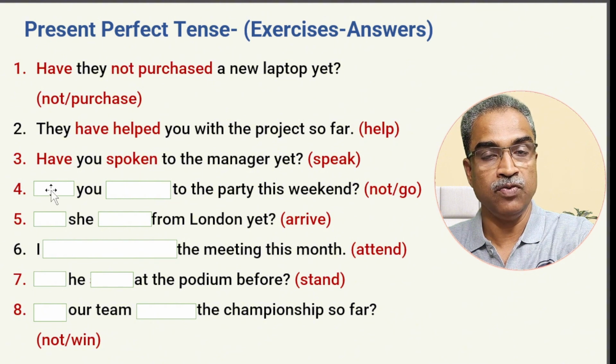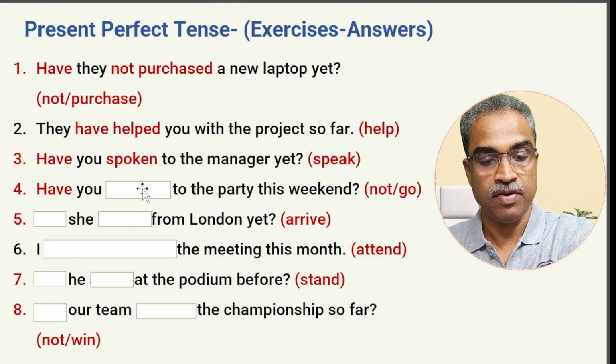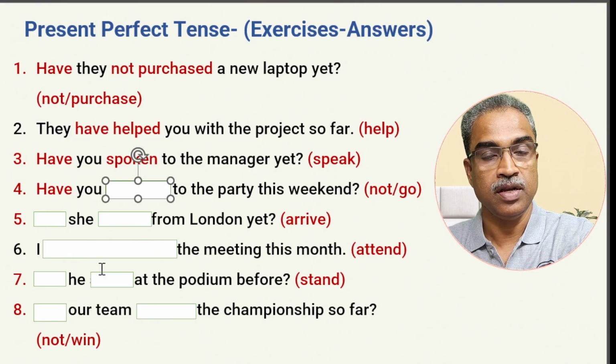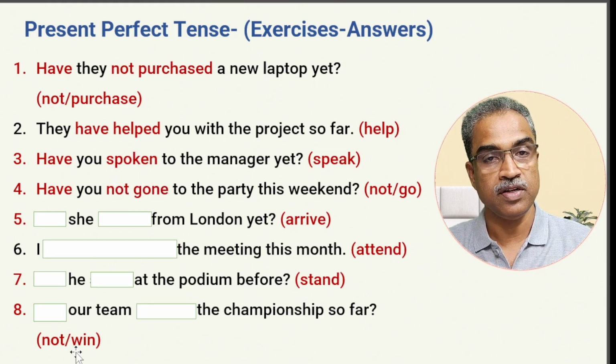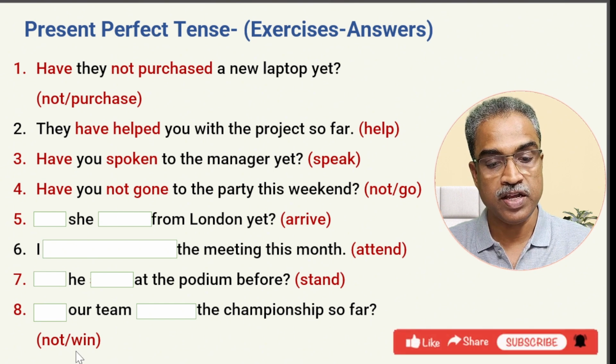And next one is also a question. I have given there the verb is go in brackets. Of course, there is not, so it is going to be a negative question. So you is the subject. So which auxiliary verb? Again, have. Have and then not. Have you not? Now what is the V3 form of go, the verb? Go, went, gone. Gone is the V3. So have you not gone to the party this weekend? Haven't you gone to the party this weekend?